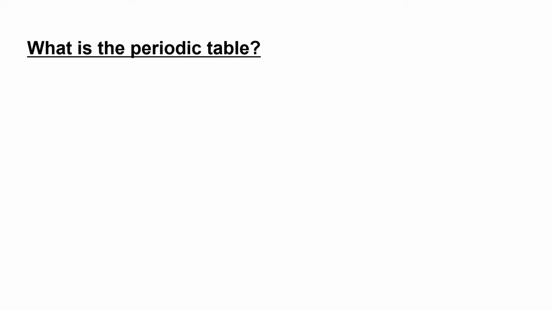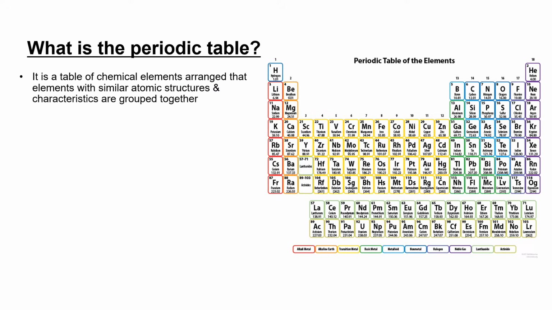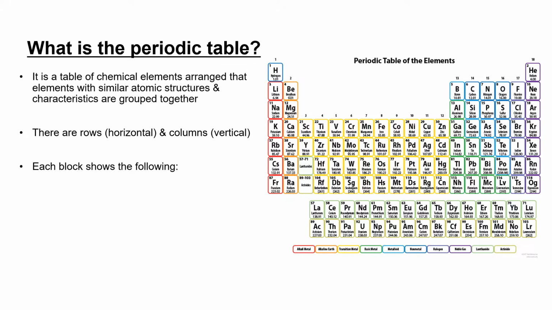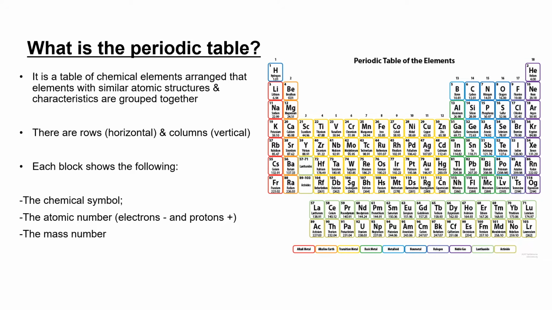Firstly, what is the periodic table? It is a table of chemical elements that are arranged with elements with similar atomic structures and characteristics grouped together. In the periodic table, there are rows which are horizontal and columns which are vertical. Each block found on the periodic table can give you the following information. In each tile or each block, there will be the chemical symbol representing the element, the atomic number, which shows us the number of electrons and protons, and we have the mass number.